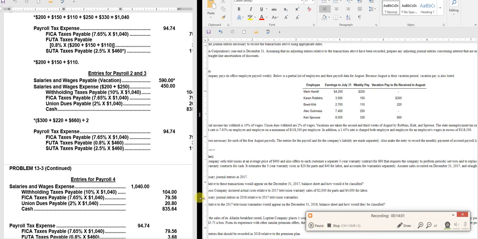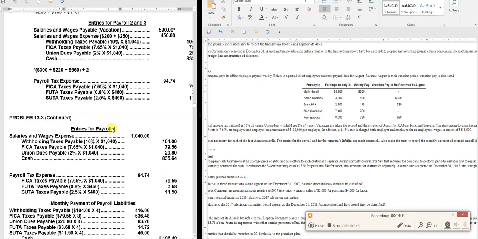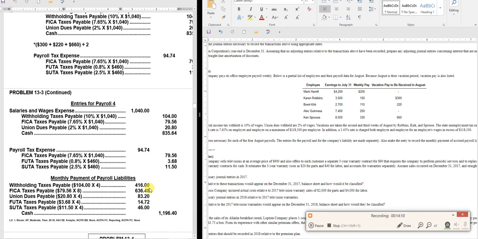And then payroll period 4 returns to exactly the same as payroll period number 1. And then what happens when they actually write the checks for it, they write the checks once a month. So I get rid of all the payables and credit cash. So that's really not too hard. Kind of the hardest thing sometimes is separating out when you read it.